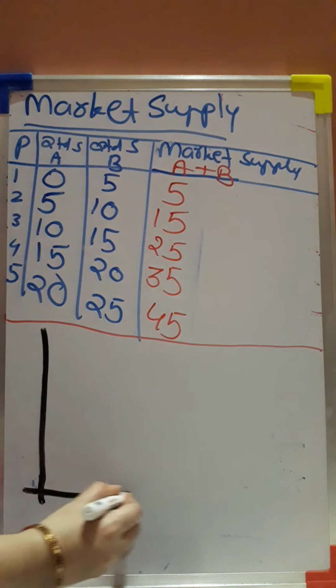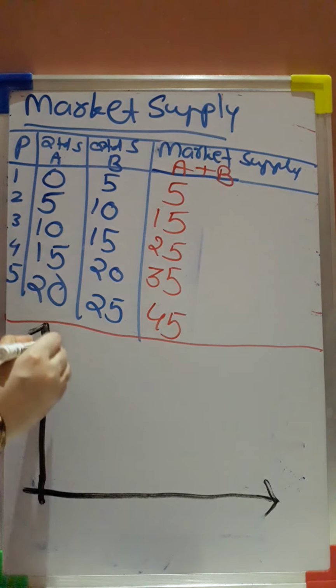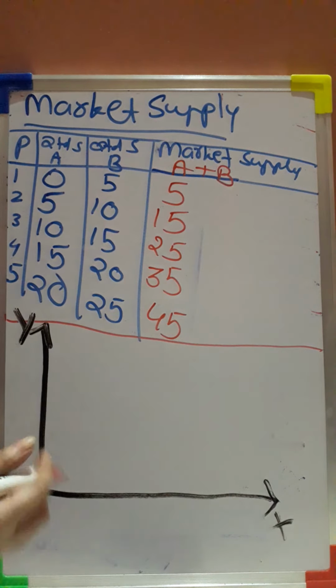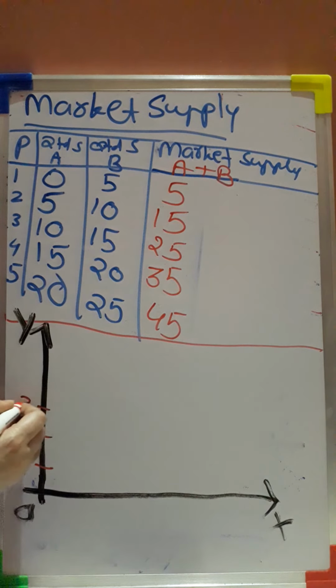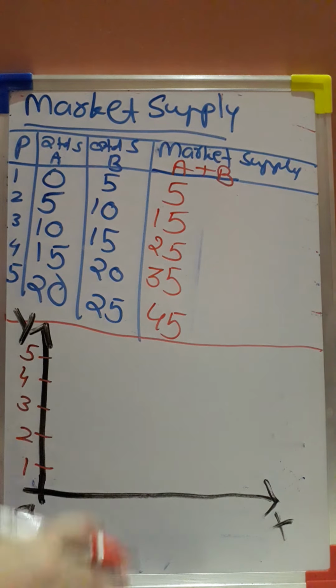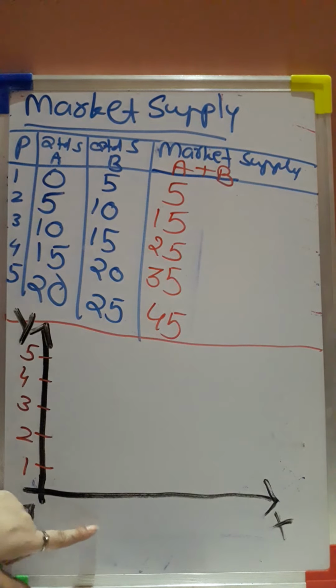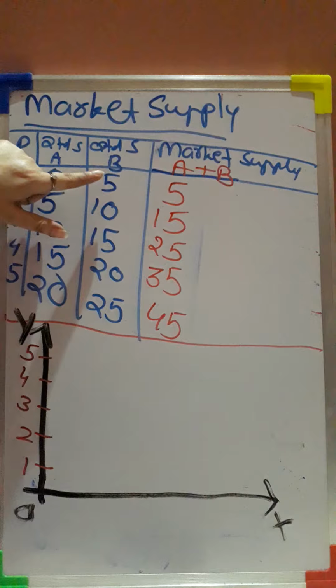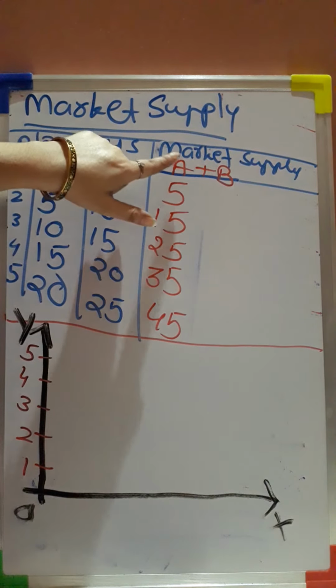So for this again we'll draw the y-axis and x-axis. The y-axis always represents price, so price will be written as 1, 2, 3, 4 and 5. Student, I don't have a scale, so maybe my diagram can be a little bit crooked, so please cooperate. Now market supply will be written on the x-axis. Again I am telling you, you don't want to write the separate supply of producer A and the separate supply of producer B. You have to write the total market supply.